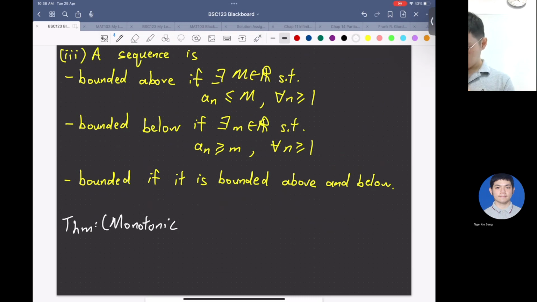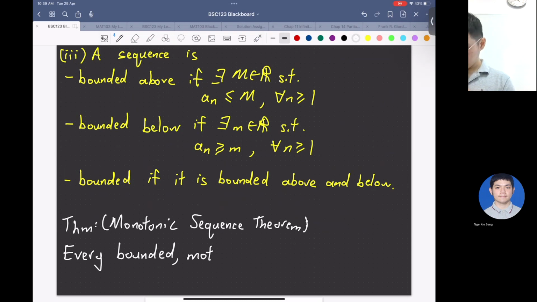the monotonic sequence theorem. So the statement is every bounded monotonic sequence is convergent.